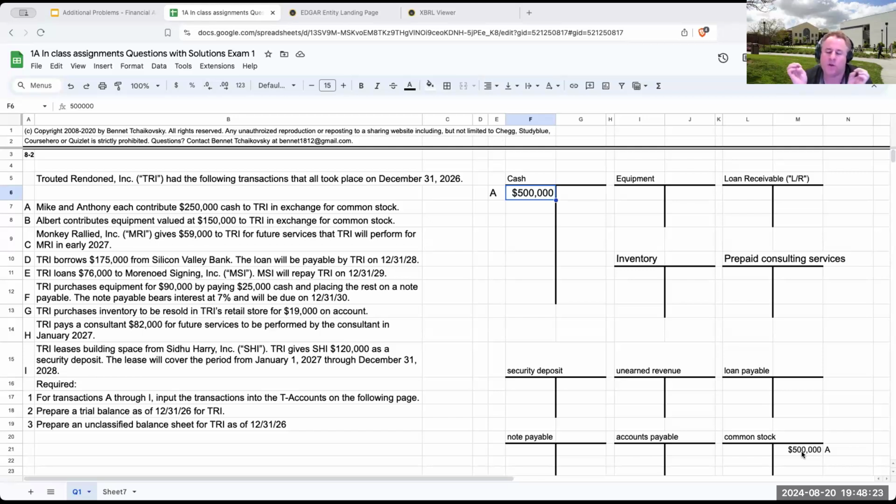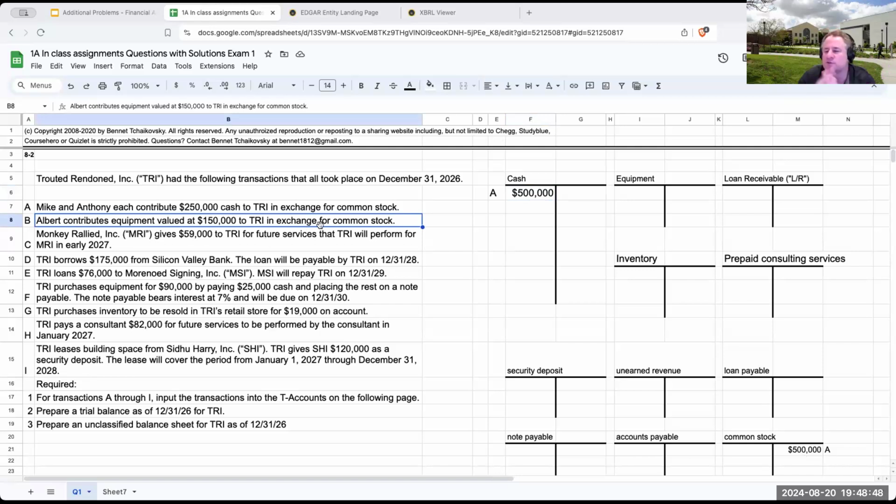But for now, what we're concerned with when we're starting accounting is how do we go through and record and summarize very basic transactions. So there we go. That's letter A. Let's take a look at letter B. Albert contributes equipment valued at, maybe it's a treadmill, $150,000 to TRI in exchange for common stock.